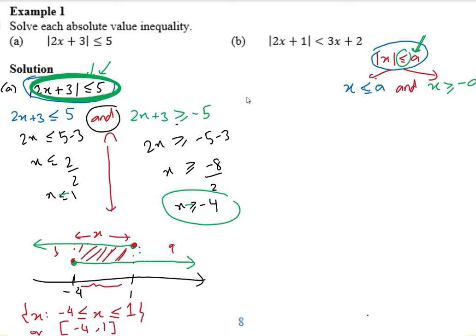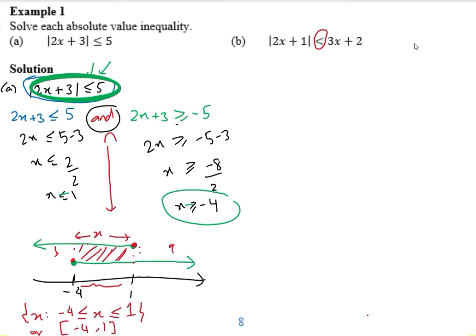For question B, look at the inequality sign first. The inequality sign here is less than. That means we have to write "and" in the middle, and there's no equal sign, so it's the same formula but without the equal signs.